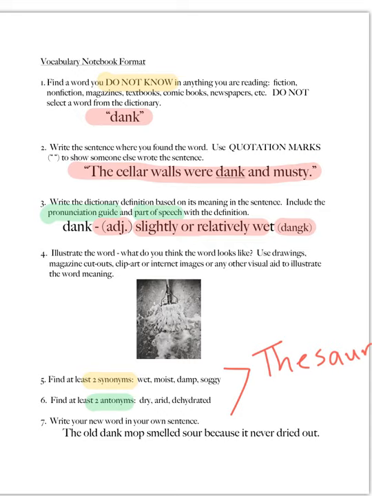Step 7 is where you put the word into context by writing your own sentence. And the sentence that is used here is, the old dank mop smelled sour because it never dried out. And the phrase never dried out relates to the fact that it's dank, it's musty, it's damp, it's just not dry.